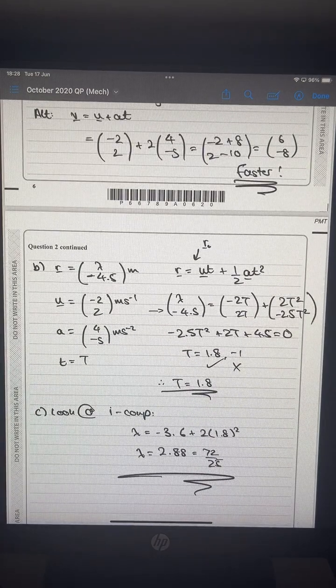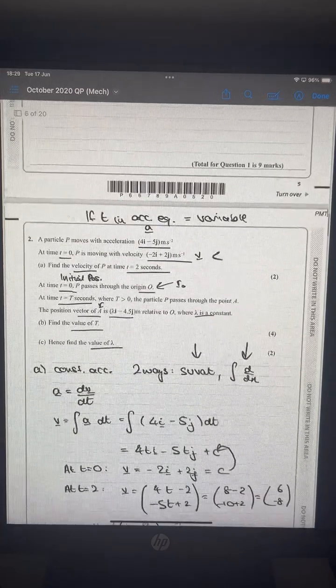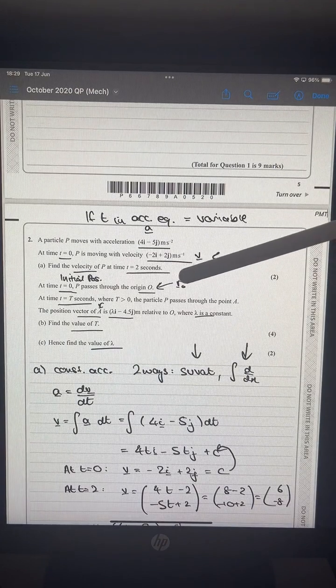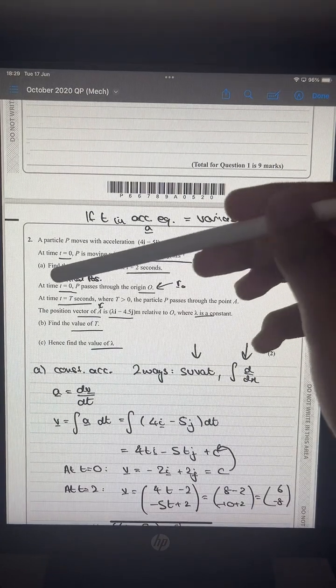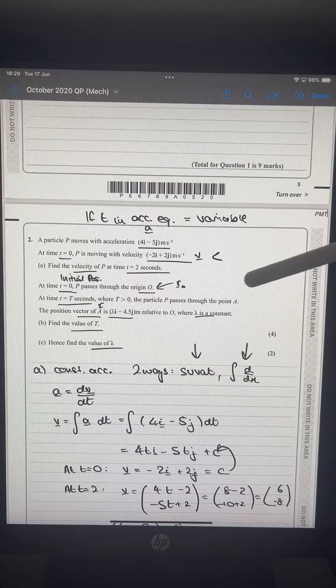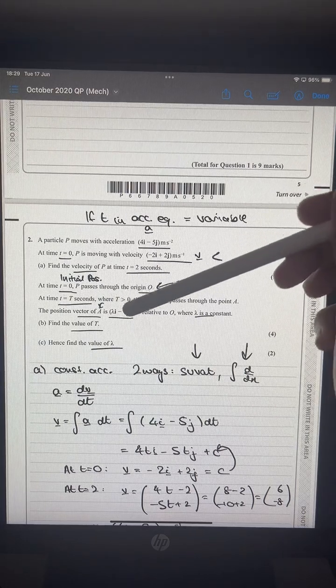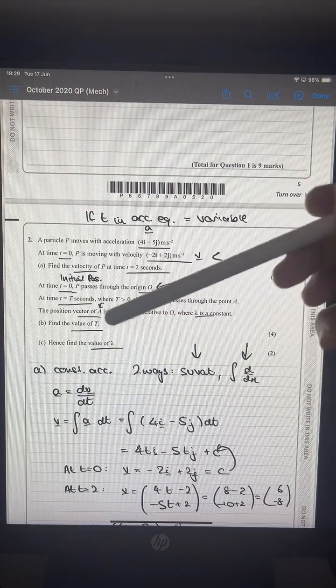Can you quickly explain part B and C? All right, cool. I will. So they're telling me that at t equals 0 it's passing through the origin, right? That's r naught. At time t equals t, it passes through point A, and A has this position vector. They haven't told me what lambda is, but I know what the j position is. Find the value of t.